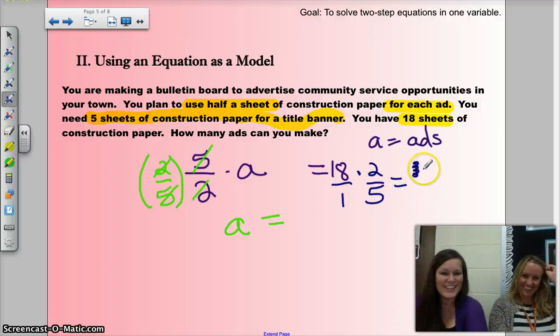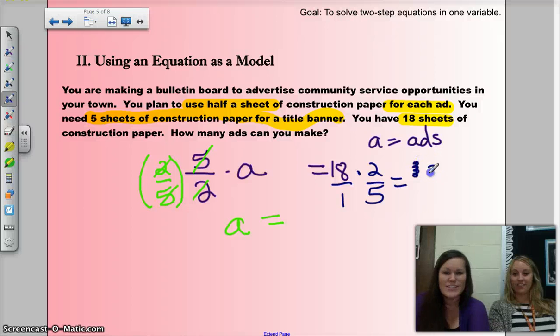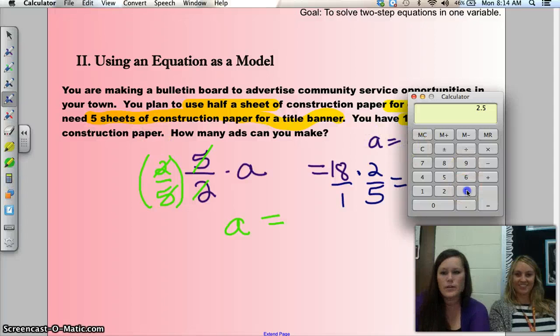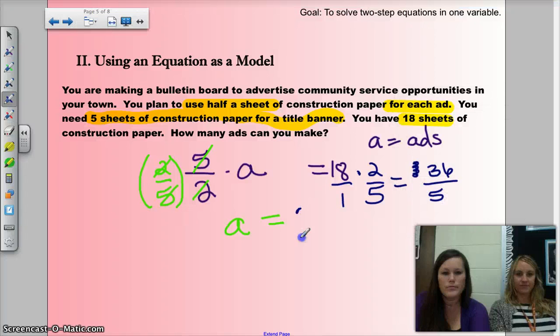What is that, 39? Is that right? I don't know. 36. 36. And then 1 times 5 is 5. So 36 divided by 5 gives me my total answer. 36 divided by 5. 7.2.